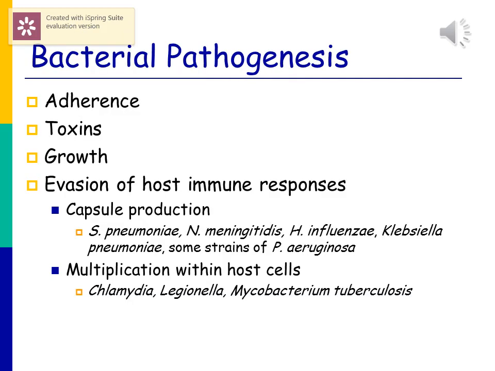So the pathogenesis of our bacteria that may infect our upper respiratory tract. These organisms usually have adherence factors such as adhesins and fimbriae. They may produce toxins. They have the ability to grow, some of them within cells. They have the ability to evade the host's immune responses. Some of them produce capsules which allow them to not be phagocytosed, so our capsule organisms: Strep pneumoniae, Neisseria meningitidis, Haemophilus influenzae, Klebsiella pneumoniae, and our encapsulated Pseudomonas aeruginosa strains.